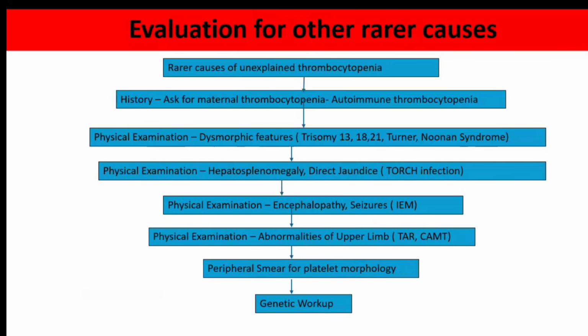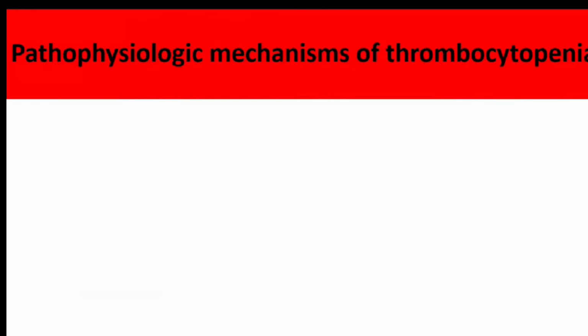If still you are not able to find out the cause, it is better to go for a genetic biopsy. So this would be the approach to thrombocytopenia. I think most of it is self-explanatory and it is given in almost all the books. I would rather be more interested in the next few slides.